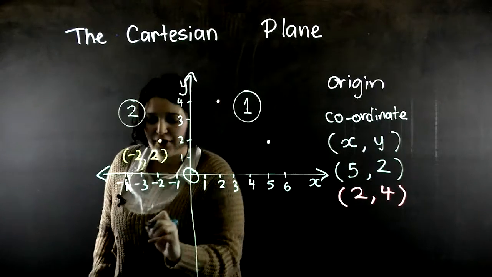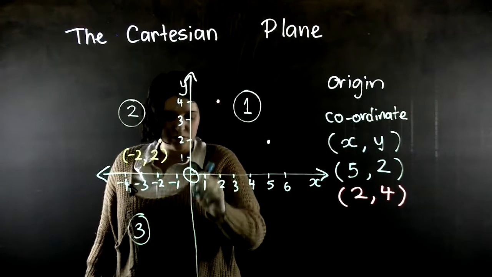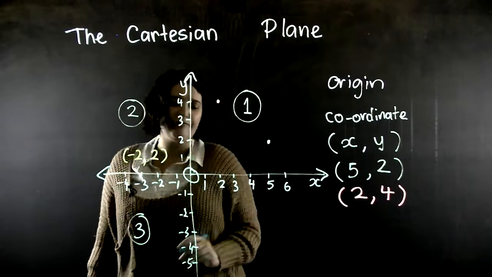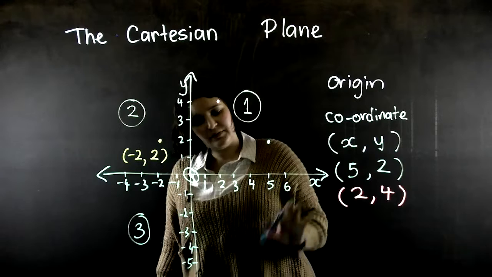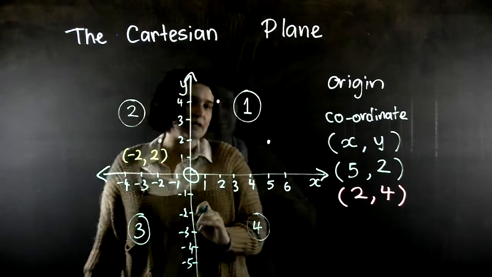Now if we're looking in the third quadrant, still in the negative x, also now negative y in the same way. And fourth quadrant, positive x, negative y.